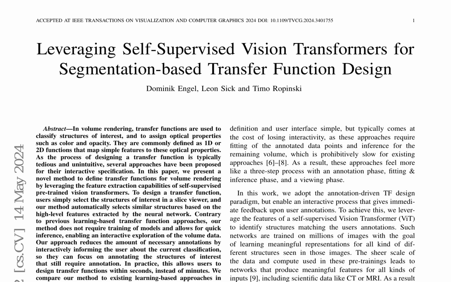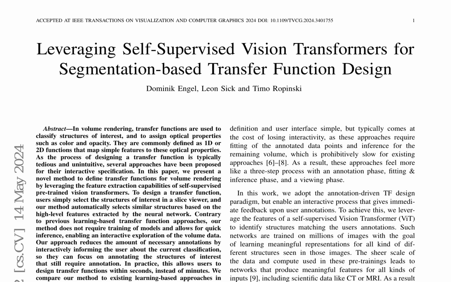In volume rendering, transfer functions play a crucial role in classifying structures of interest and assigning optical properties. However, designing these functions can be tedious and unintuitive. Traditional approaches, including interactive specification, are often slow and require model training. To address these limitations, the authors propose a novel method that leverages self-supervised pre-trained vision transformers to automatically select similar structures based on user annotations.